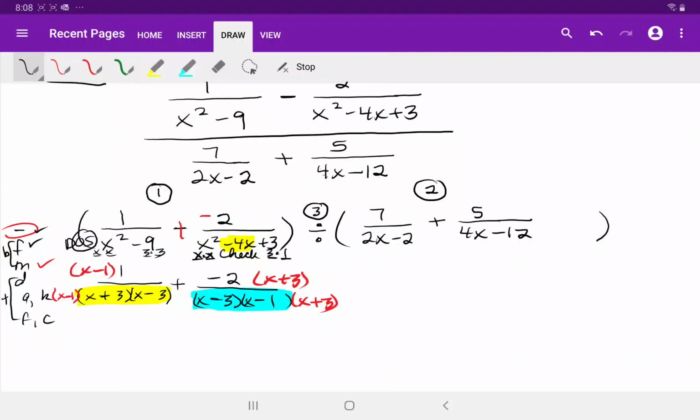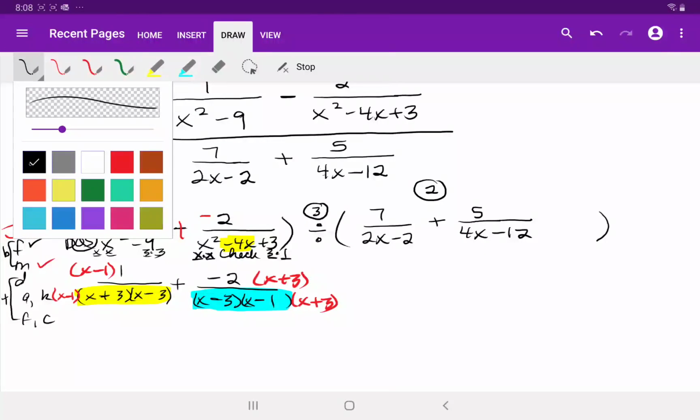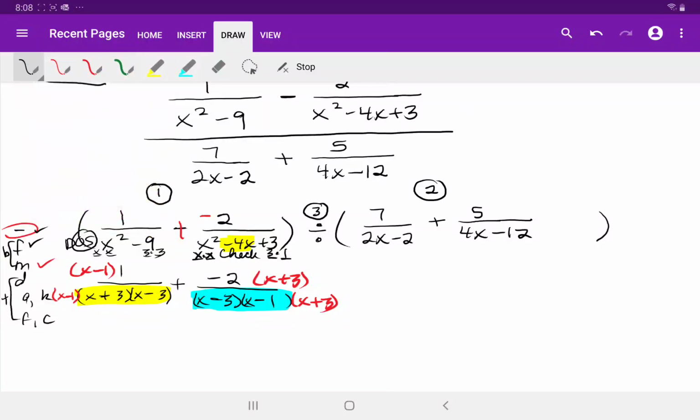Oops, I have the erase. Okay, so D, distribute. So distribute what? Distribute the tops, distribute the bottoms.